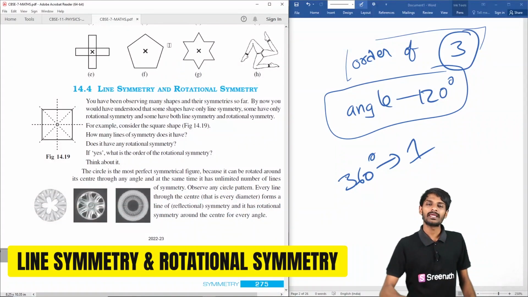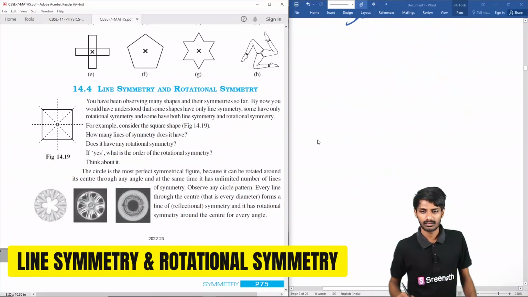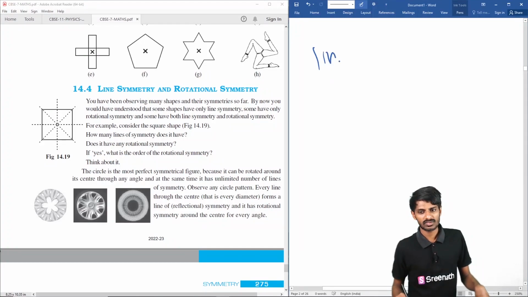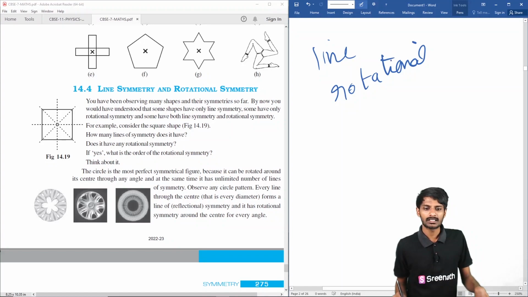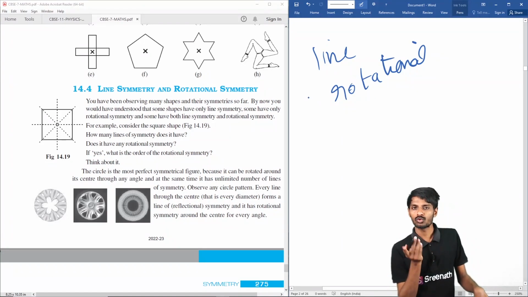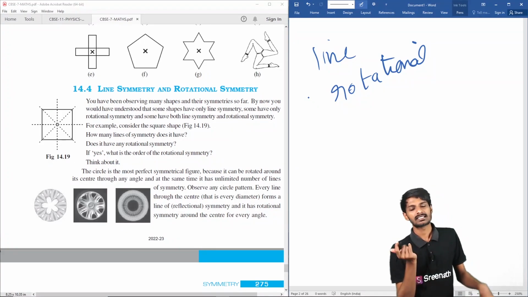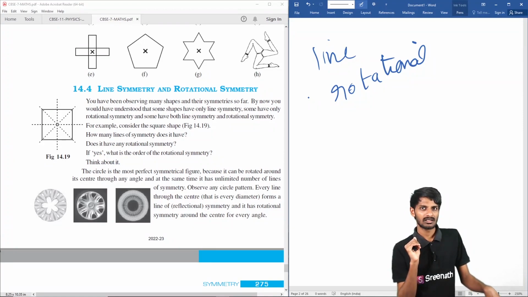Next, line of symmetry and rotational symmetry, friends. We have discussed the line of symmetry, and we have discussed rotational symmetry. But some figures will have both line of symmetry and rotational symmetry at the same time. Some figures will not have line symmetry but have rotational symmetry, and some will have line symmetry and not have rotational symmetry. Okay students, look at the square.